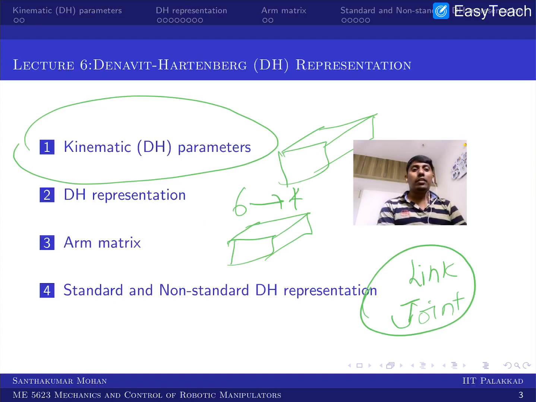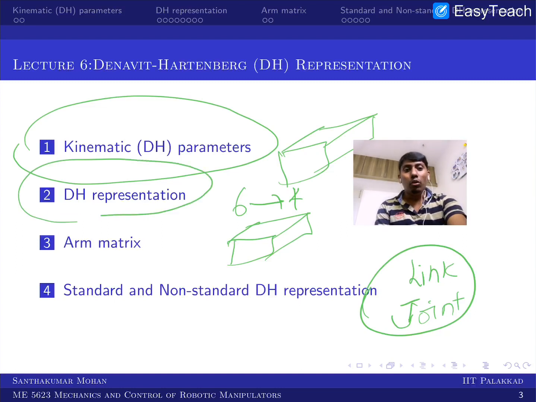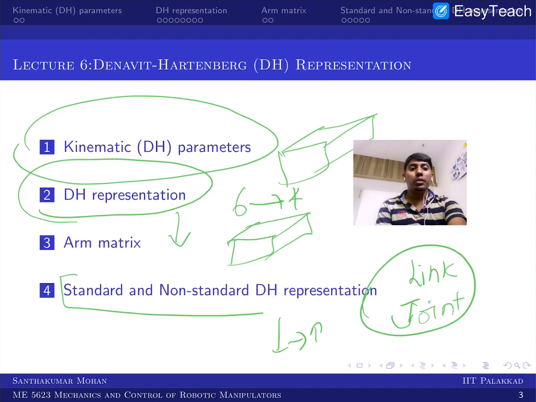So we are going to see in a little more detail how we can go from one frame to another frame with these 4 parameters. When we obtain that, we will get one final transformation matrix, which is what we are going to call the Arm matrix. In the end we will see that the same representation can be done in several forms.